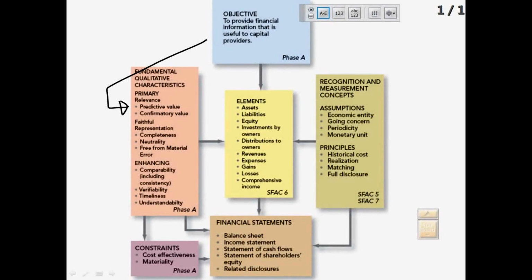So neutrality is saying the information is created in such a way that one party cannot manipulate it to their benefit. Okay? You can always manipulate information to some extent, so you have to understand, this is a perfect world. We don't always get neutrality. We kind of approach neutrality.